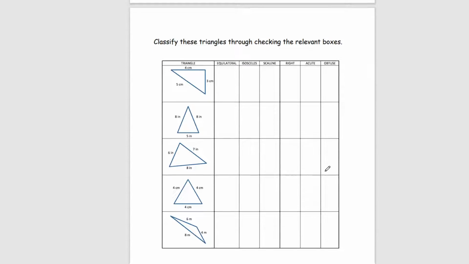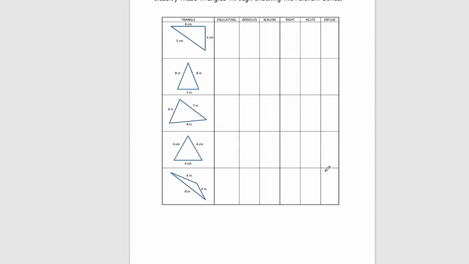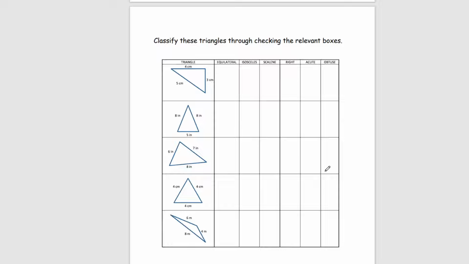Moving on to the next page, we have classify these triangles by checking the relevant boxes. It says we have equilateral, isosceles, and scalene, and we have right, acute, and obtuse. Basically, equilateral means that all sides are equal. Isosceles means that two sides are equal. And scalene means none of the sides are equal.